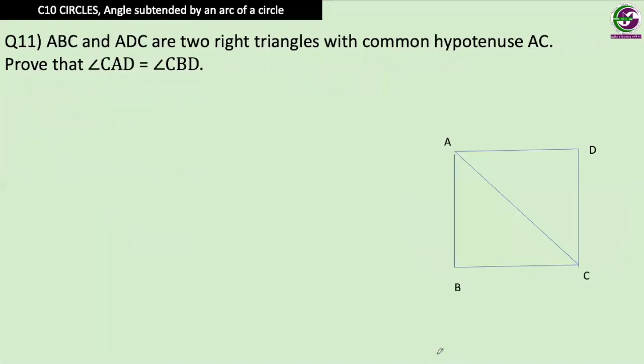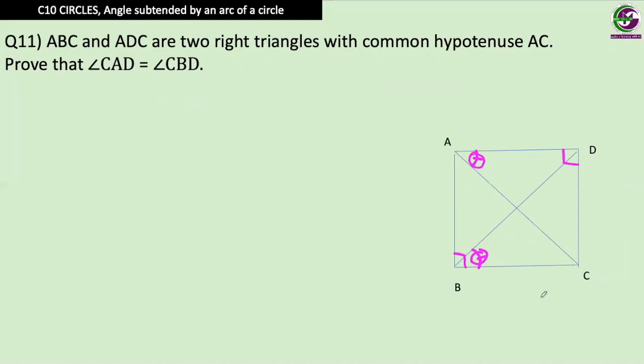Moving on to question 11. ABC and ADC are two right triangles with common hypotenuse AC. So we have a hypotenuse AC and we have two right triangles on either side of this hypotenuse. We have to show that CAD and CBD, so we have to join this. These two angles are equal. This is what we have to prove.